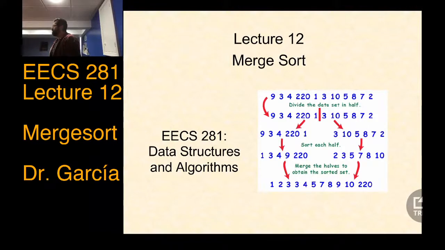Okay, Google, stop. And let's get started with lecture 12 for EECS 281. Welcome back, everyone. This is the last major topic before the exam, Mergesort. It's one of the efficient algorithms that we'll be discussing. As far as efficient algorithms for sorting goes, we have discussed heap sort and quick sort, and then this third one, merge sort.